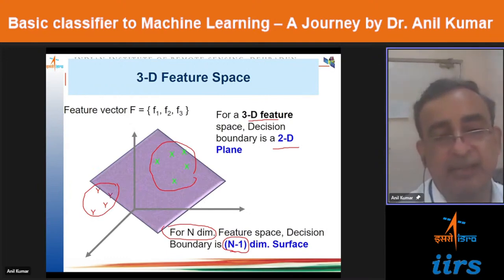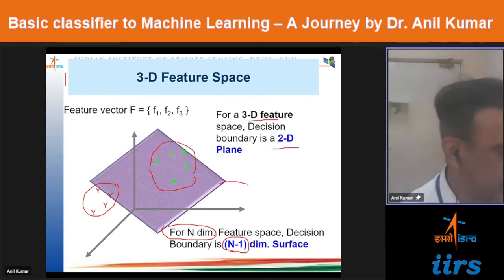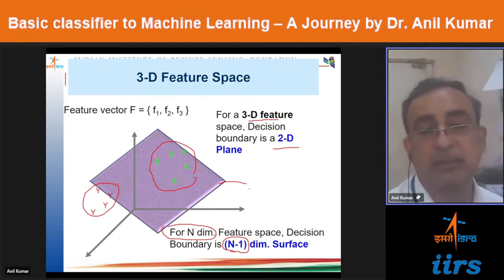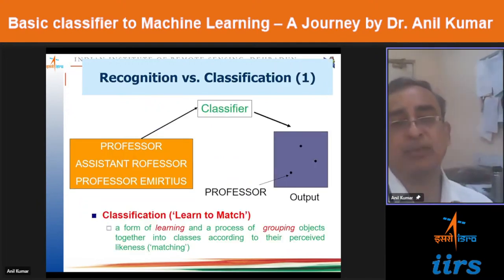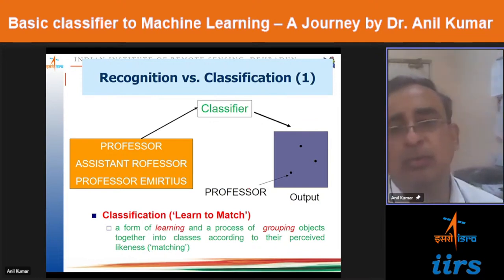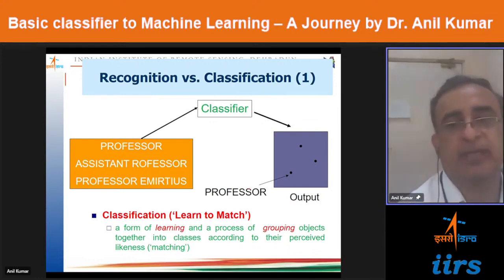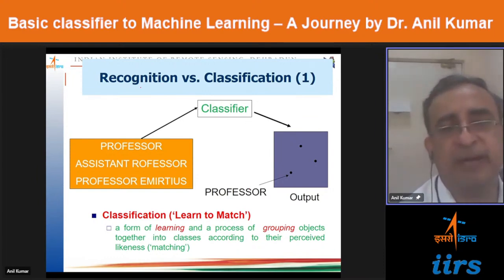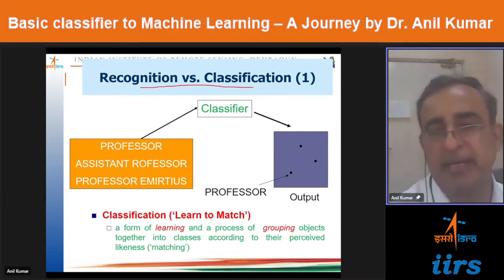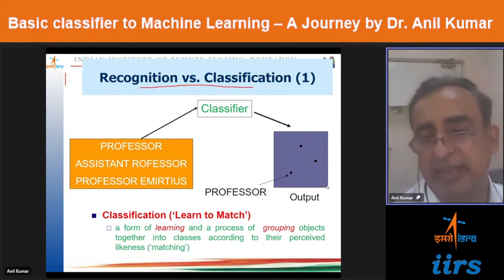So here, in a 3-dimensional space, you can have a 2-dimensional plane, a 2D plane, separating these two classes. Coming to the next topic, two different words: one is recognition and the second is classification. These are two different words. Sometimes we use them very frequently, giving the same meaning. That is not the fact actually.